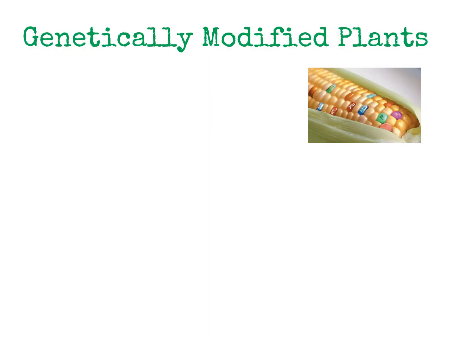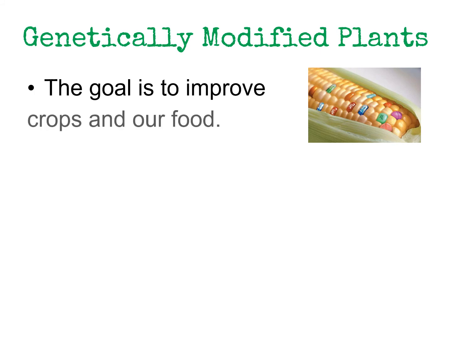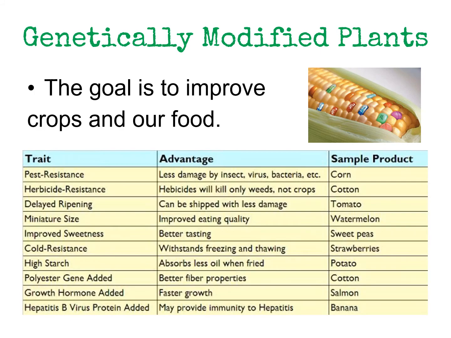Genetically modified plants. The goal is to improve crops and our food. As you see in this chart, we're looking at pest resistance, delayed ripening, and improved sweetness for some of these traits. And as you look in the sample products, you may recognize and have had some of these items.